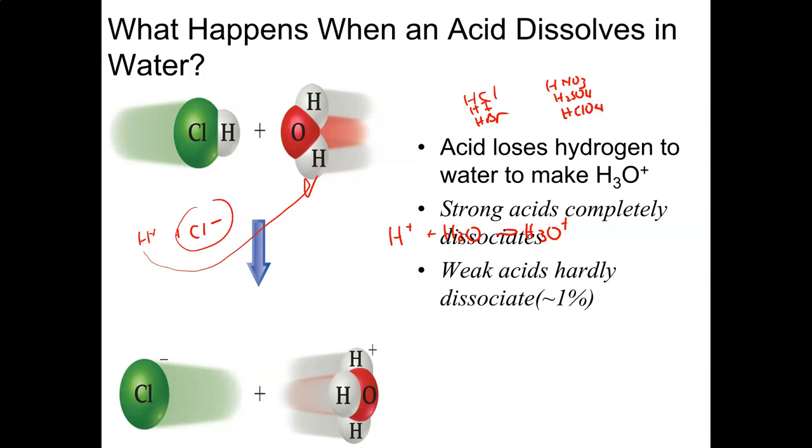Weak acids, on the other hand, dissociate very little. So out of 100 molecules, one of them breaks apart. The other 99 stay together. So if you have acetic acid, which is CH3COOH, 99 of them will look like this. One of them will do this thing. And that's what makes them a weak acid, because they don't dissociate much. So they don't produce hydrogen ions or hydronium, whatever you want to call them.